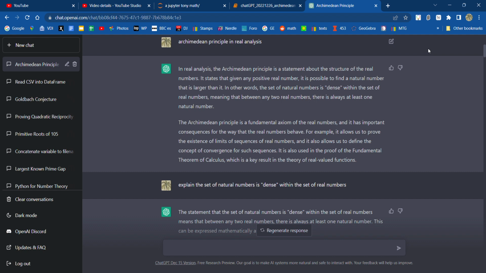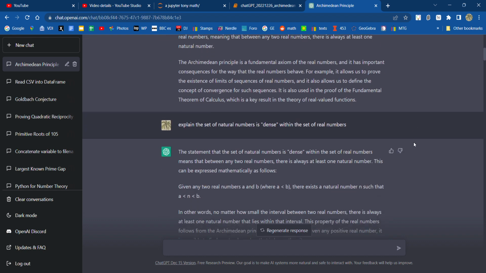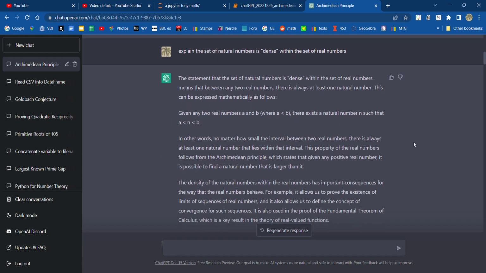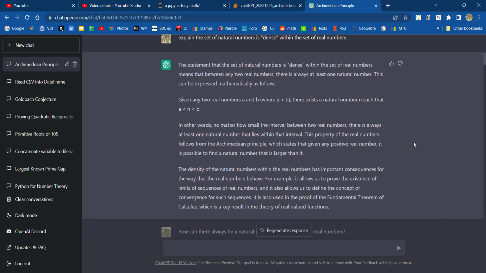It gave me an explanation which seemed to be fine. But then I caught something in it that didn't sit well. The set of natural numbers is dense within the set of real numbers. That stuck out as something that didn't make sense to me. So I asked it to explain it, and when it did, and I went through the explanation, I was like, "Huh, I don't think so. I don't see how that would be."